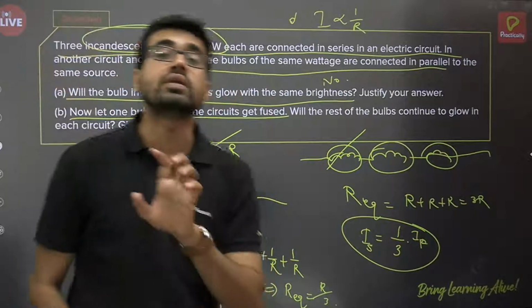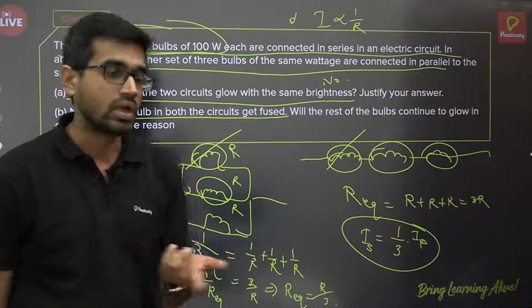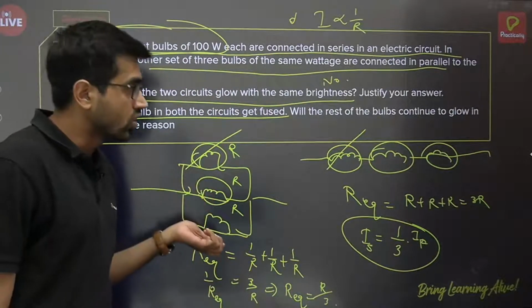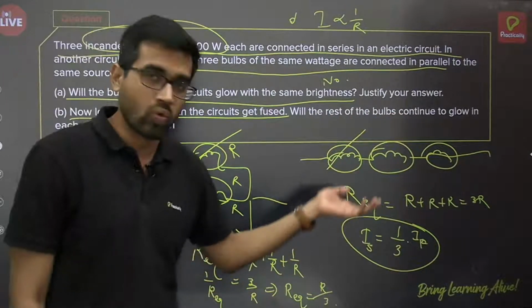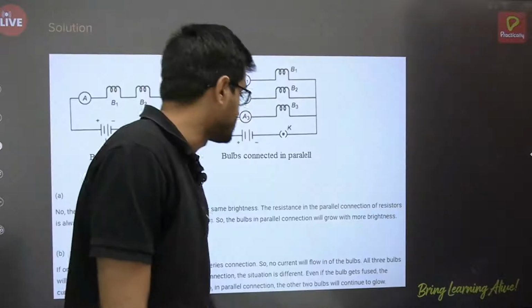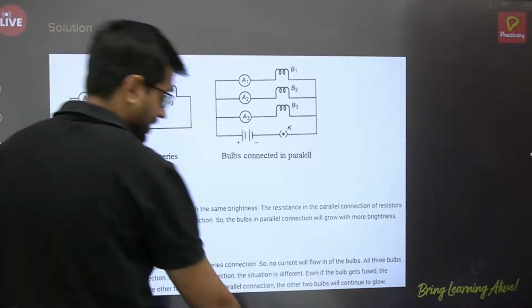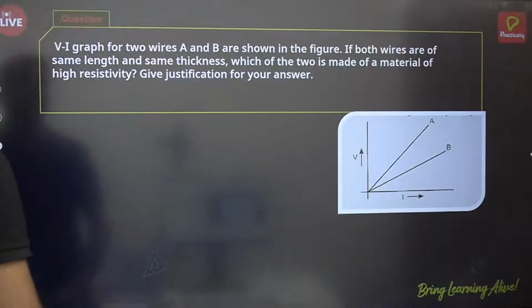But now the current will change, of course. It has to change. But the bulbs will continue to glow. In parallel, yes. In series, no. In parallel, yes. In series, no. Everything is written here, beta. You can always take the reference. Okay.